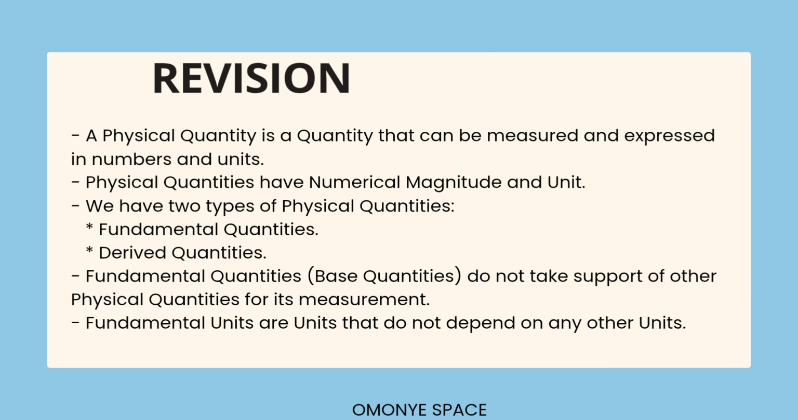We went ahead to look at the types of physical quantity, and we said we have two types. That is the fundamental quantities and the derived quantities. Fundamental quantities, also known as base quantities. So anywhere you see base quantities, just know they are fundamental quantities. We said these quantities do not take support of other physical quantities for their measurement. We also looked at the fundamental units, and we said these units do not depend on any other units for their measurement too.